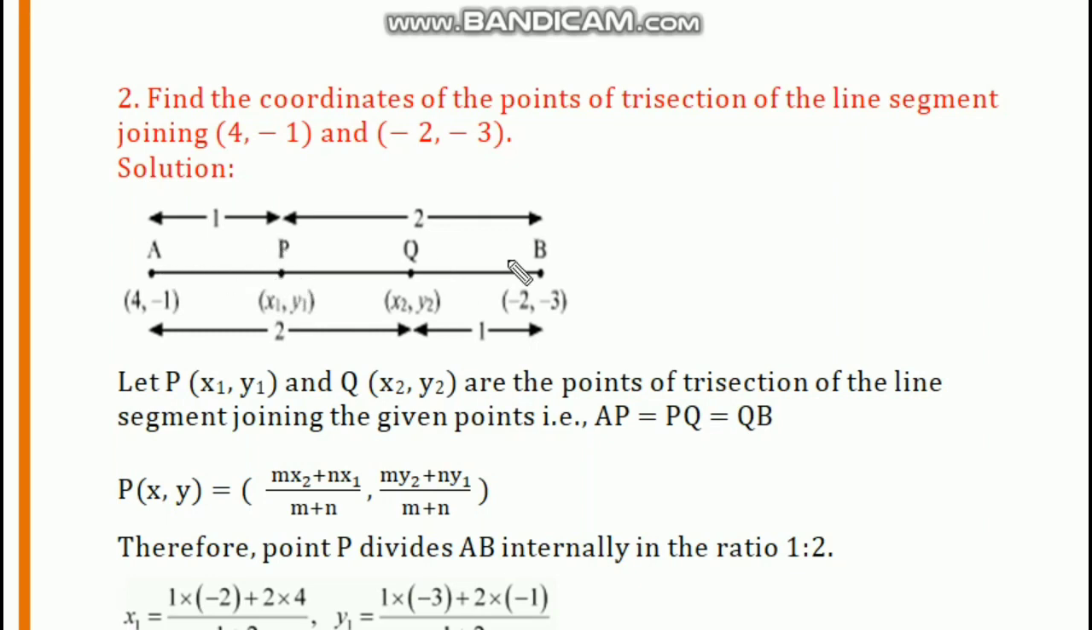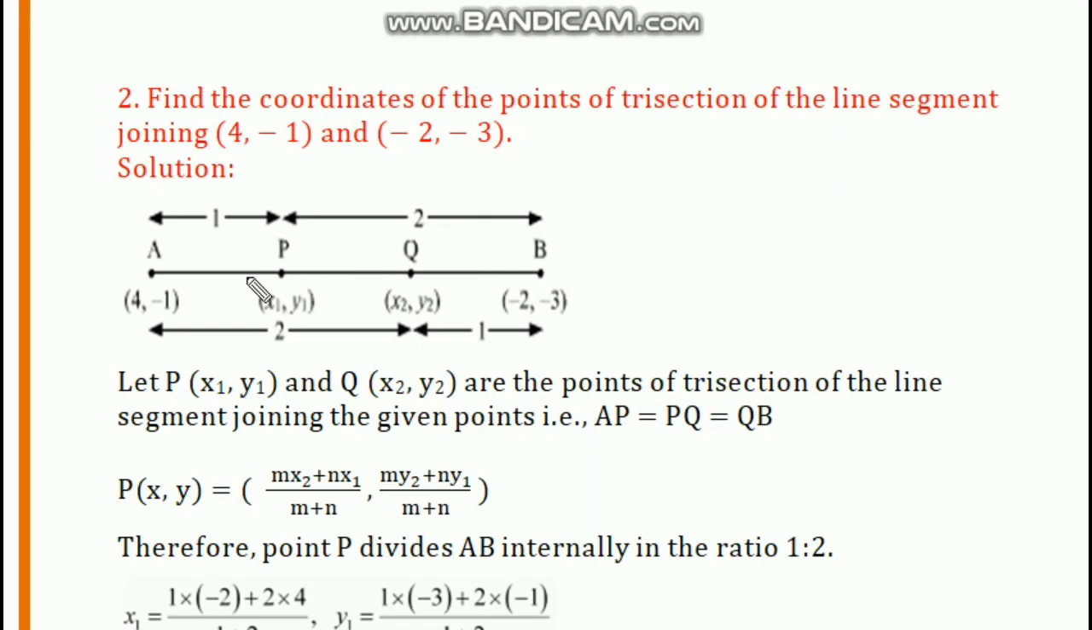So we know A and B, and we need to find P and Q, because these 2 points are dividing the line segment into 3 sections. Already you know how to find the value of P. In the condition they have given totally 3 sections. AP is one section, PQ is another section, QB is the third section.